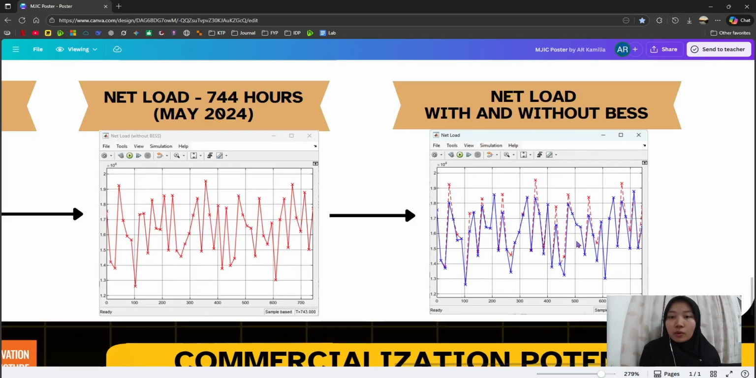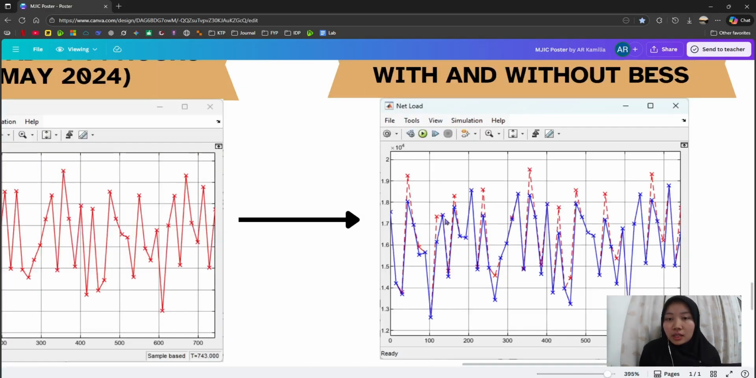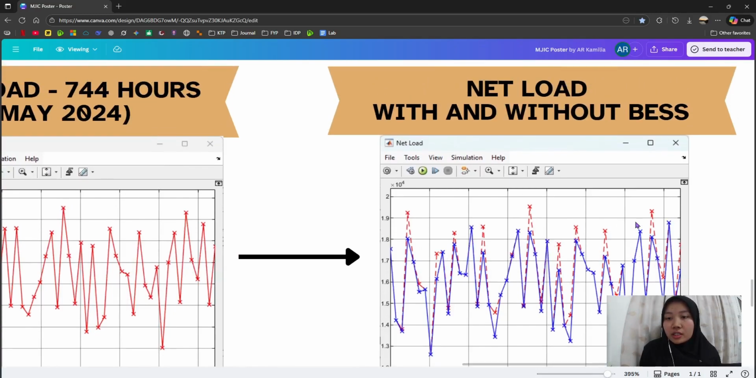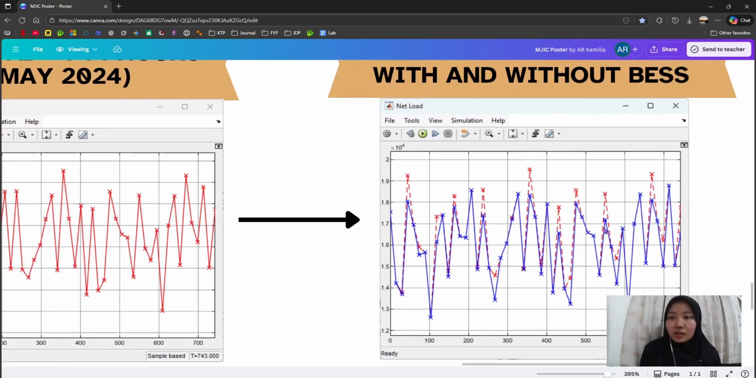So here is the net load with and without BESS. The red line is without BESS, the initial one, and the blue line is with BESS. As you may see, there's peak reduction here. On average, I could reduce around 519 megawatts, so around 10% of the initial duck curve.